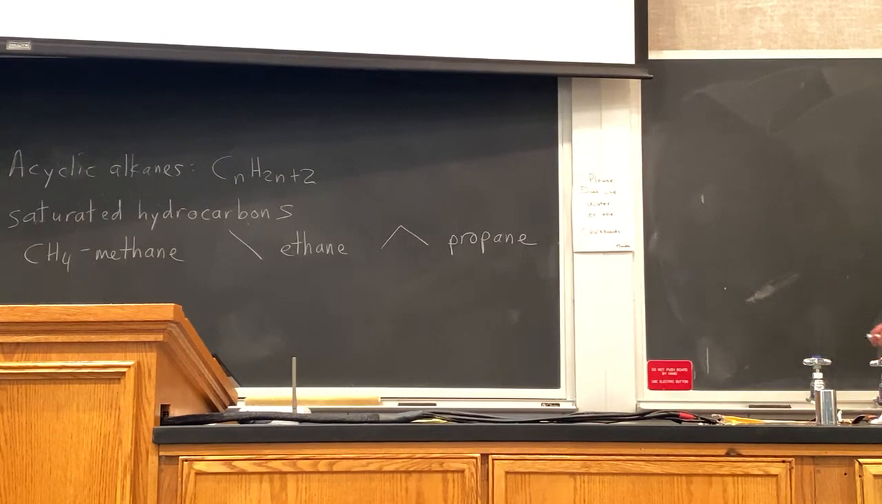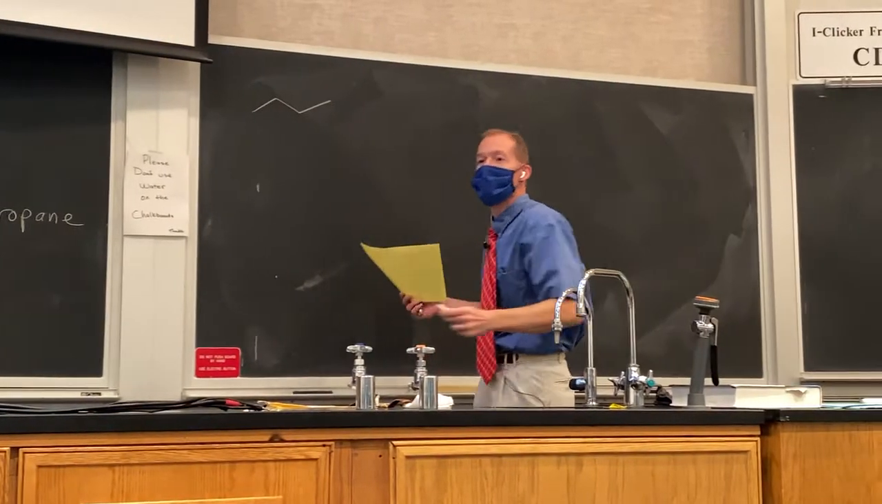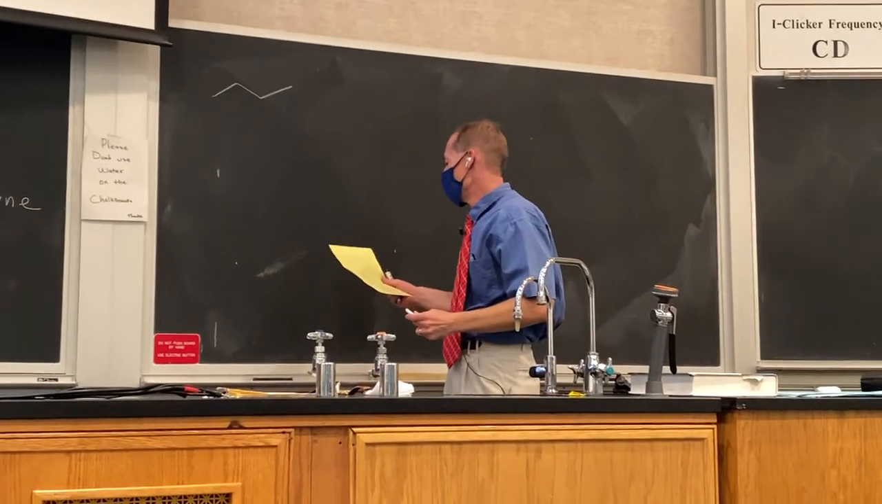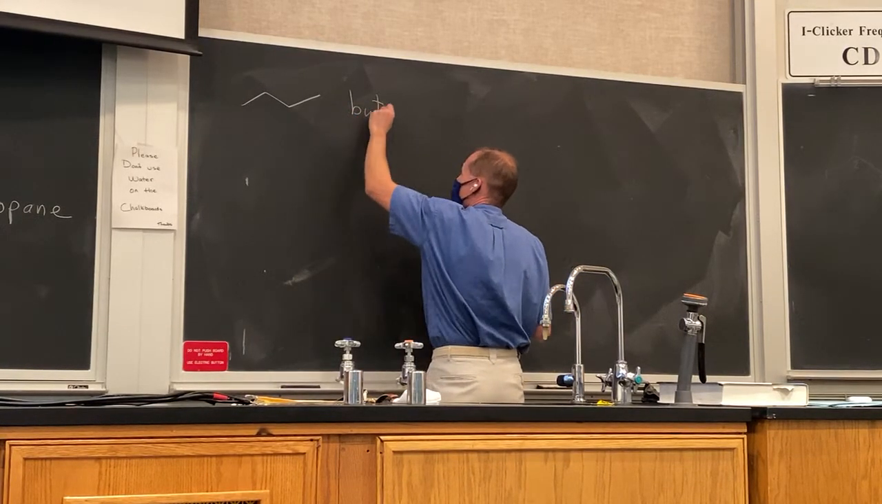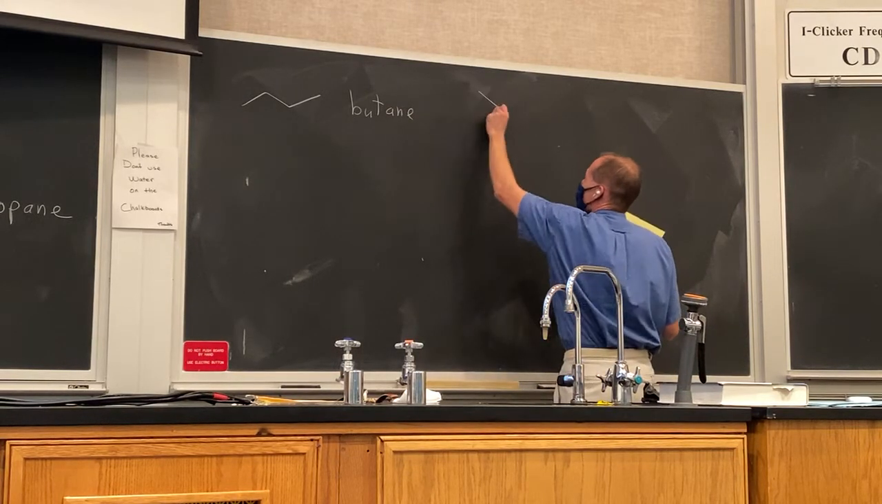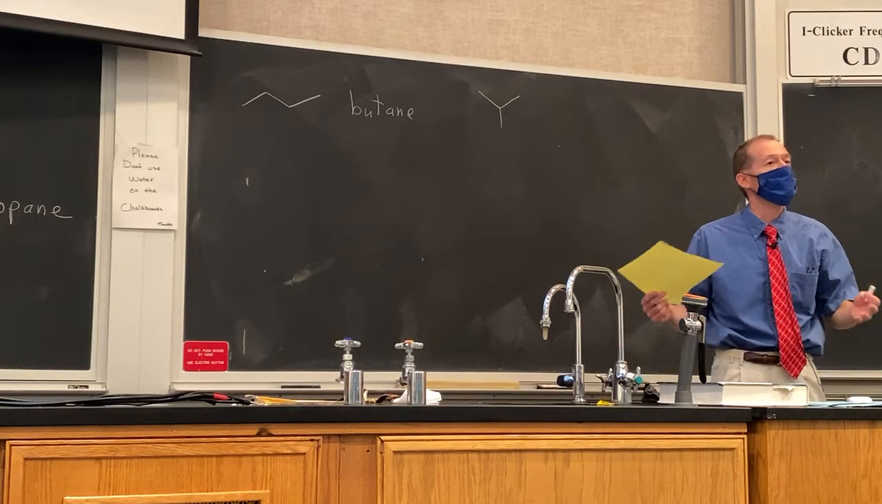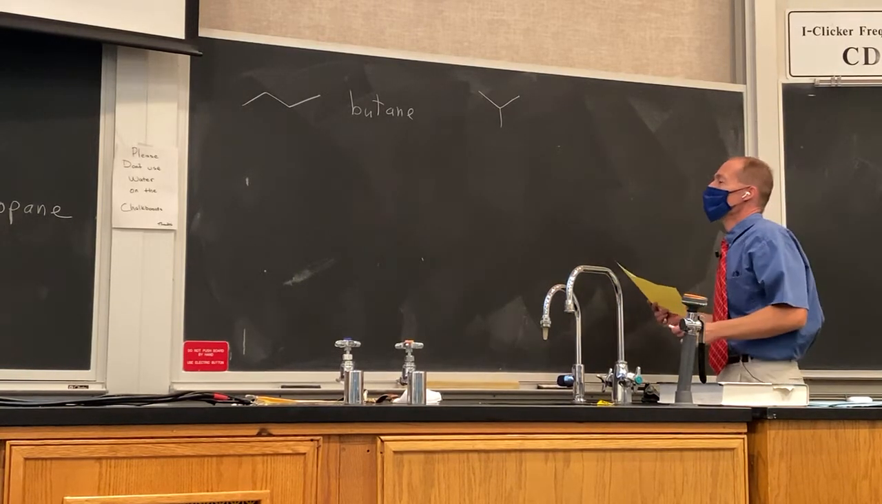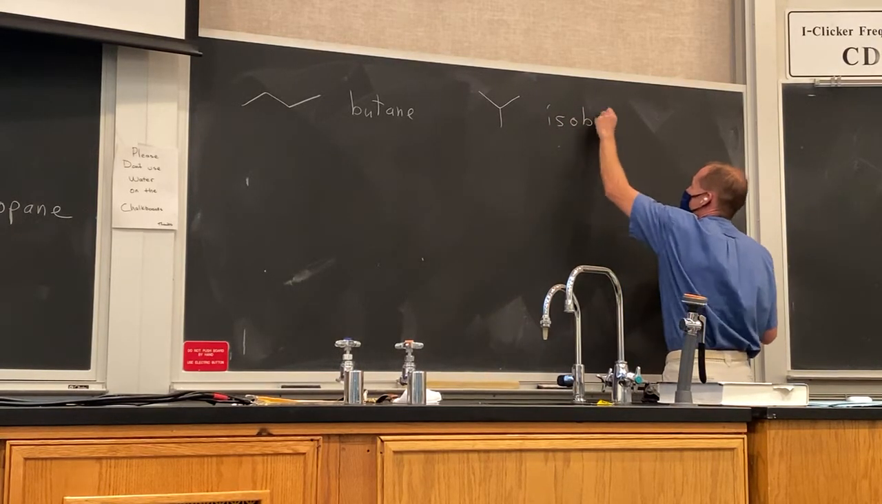Now, when we go from 3 carbons to 4 carbons, there are two different ways we can connect those 4 carbons together. We can put them in a straight chain, and we refer to that as butane. But we could also have a 3-carbon chain with a 1-carbon branch coming off of the middle carbon. That is an isomer of butane, so that is referred to as isobutane.